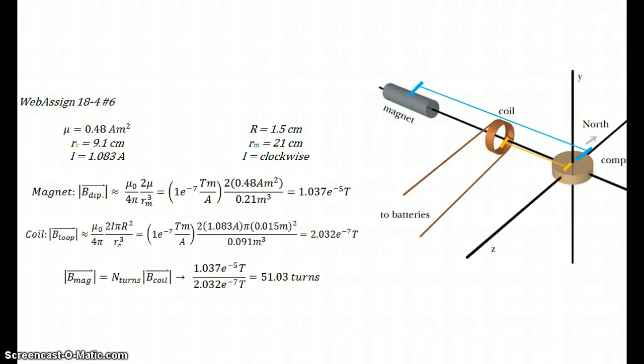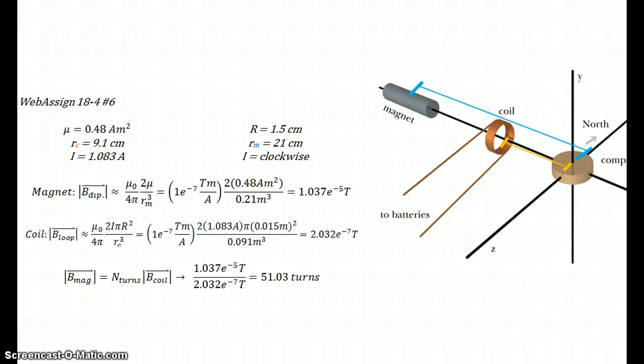As illustrated in the diagram, there is a compass at the origin, which despite the presence of the magnet and the coil, points north. Along the x-axis is a magnet with a dipole moment of 0.48 amperes meter squared. The center of the magnet is 21 centimeters from the center of the compass.